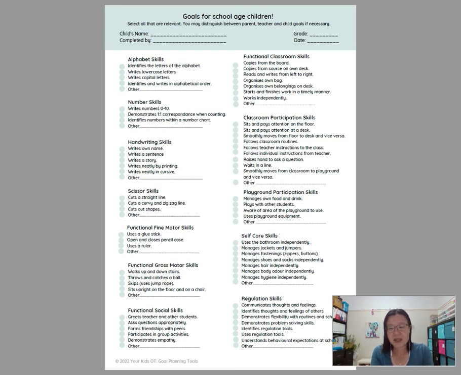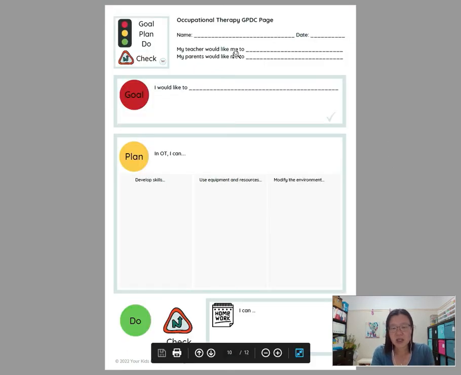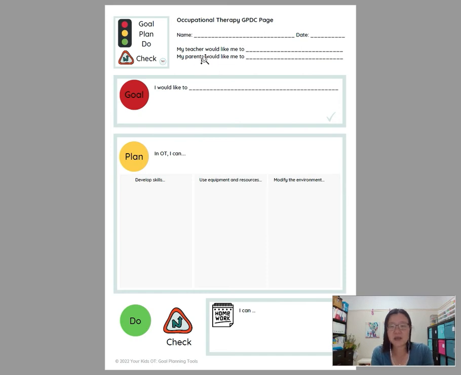And then the next page, let me move to the next page, a similar goal plan do check page, this time to do with the child in occupational therapy. And we might have at the top here, my teacher would like me to write neatly. My parents would like me to write my name. I would like to be able to spell my name, or whatever the goal is. I'd like to work with children who are able to identify, what do they need to do? What's the point of them coming to occupational therapy? It gives them some purpose in coming.